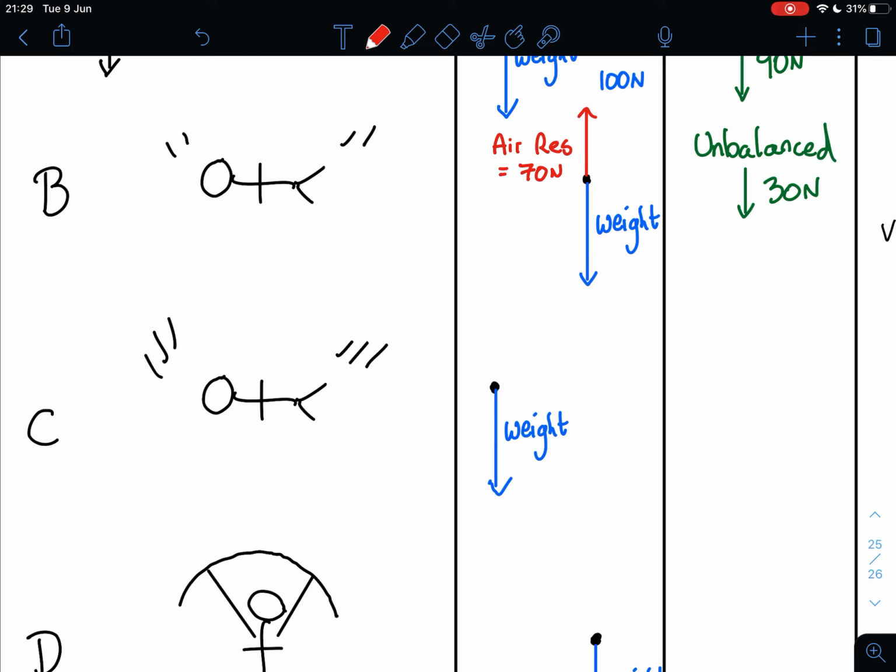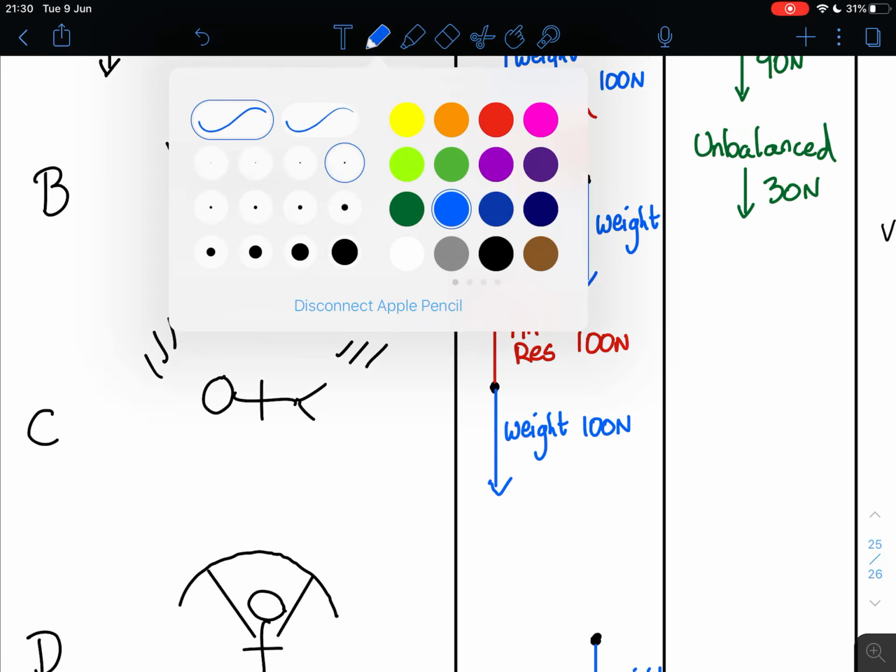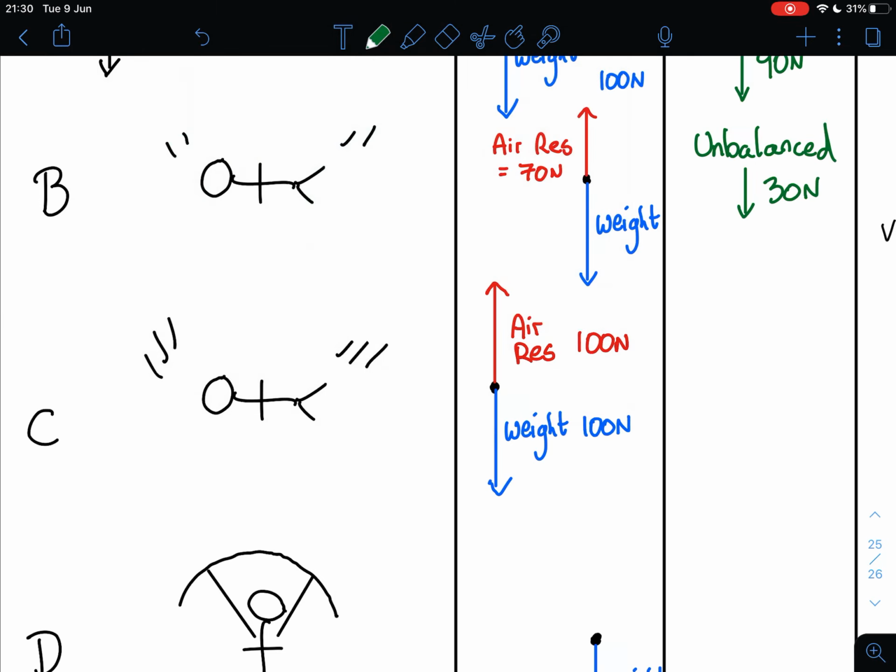And as you get faster and faster, your force of air resistance gets larger and larger. There will come a point at which your air resistance is equal to your weight. So we'll have 100 newtons of air resistance and 100 newtons of weight. So this is called freefall. You've reached terminal velocity. You cannot go faster than terminal velocity.